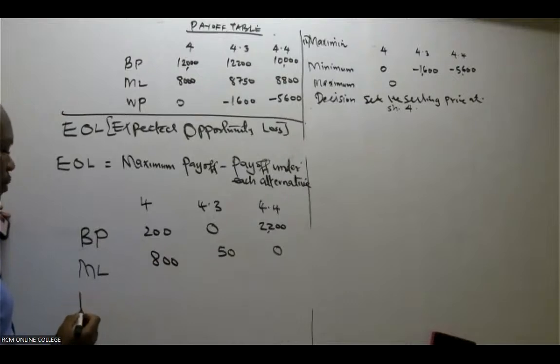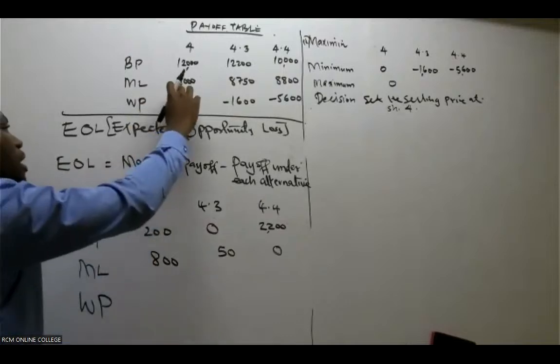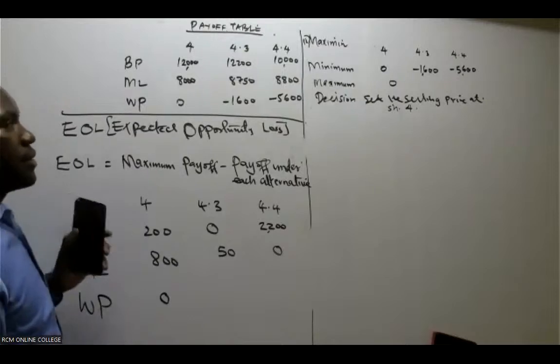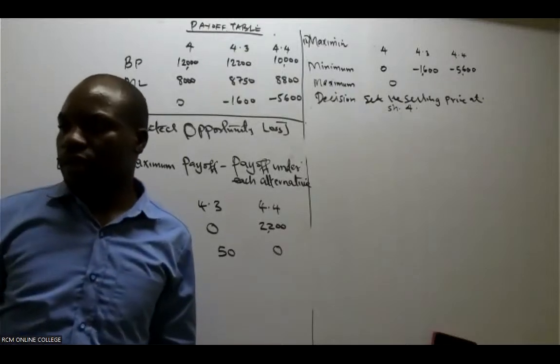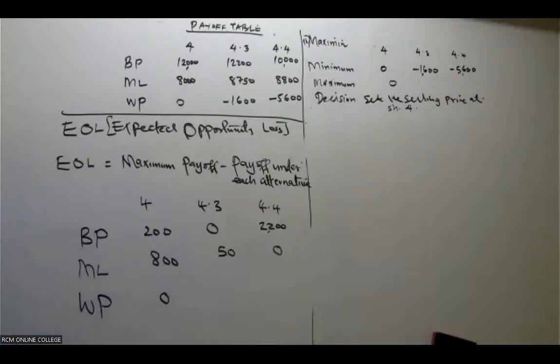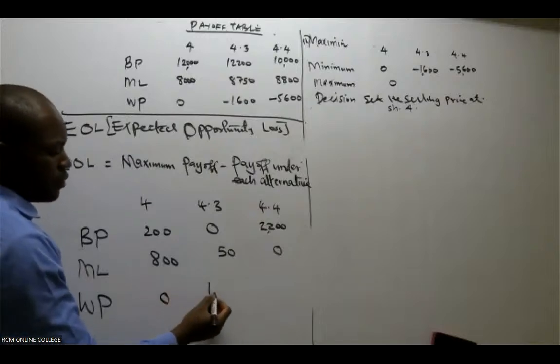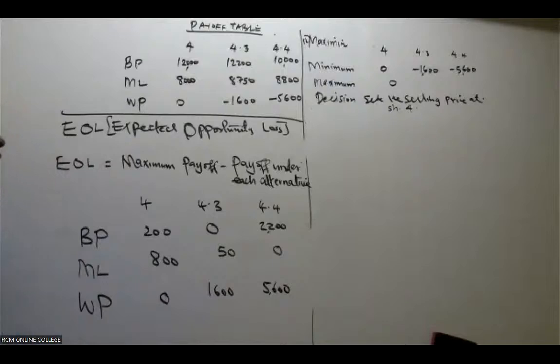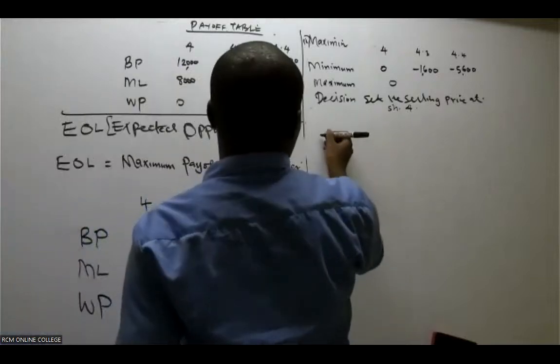Then we go to worst possible. Worst possible, the maximum outcome here is 0. So 0 minus 0 will be 0. 0 minus 0, then 0 minus 1,600. What will we have? 0 minus 1,600 will be 0 plus 1,600. The same will be 5,600. And so from that point, set the selling price. So decision here. What's our decision?